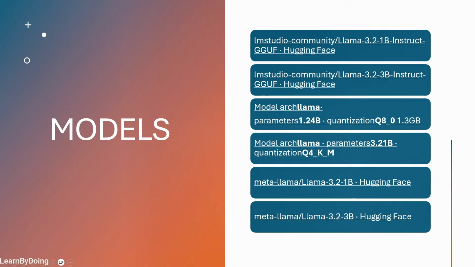The last two are the official models from Meta, released on Hugging Face. I'm not using these two models, but if you are interested, you can check them on the Hugging Face website. And for the Llama 3.2 1B and 3B models in the Groq interface, you can check their official documentation to see the list of the models and the specifications.